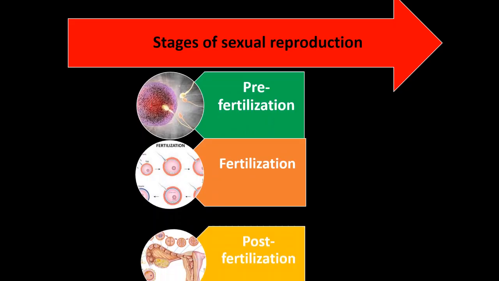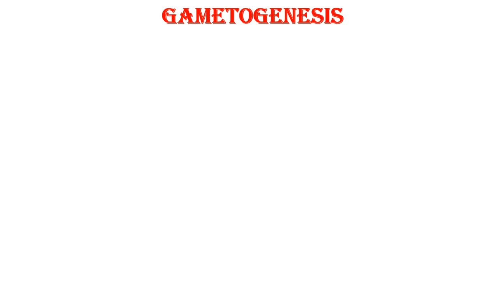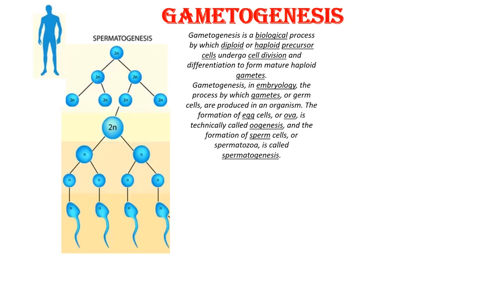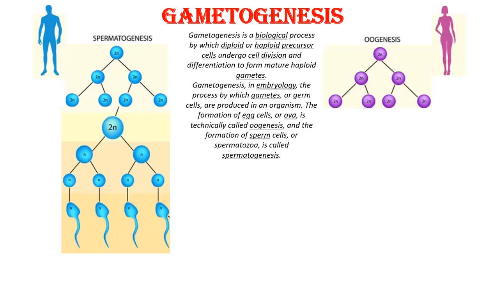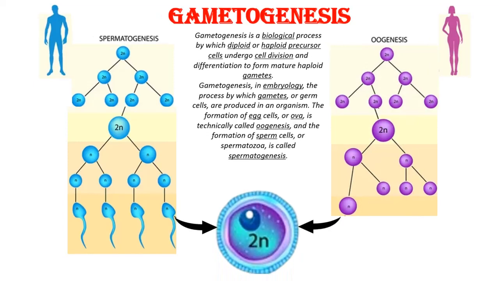Sexual reproduction occurs in three main stages, each crucial for the development of a new organism. First is pre-fertilization. This stage includes events that occur before fertilization. Two key processes happen here. Gametogenesis, the formation of gametes, which are sex cells with a haploid set of chromosomes, meaning 23 in humans. Male gametes are called sperm, while female gametes are known as eggs or ova. These gametes are produced within specialized structures in each organism.